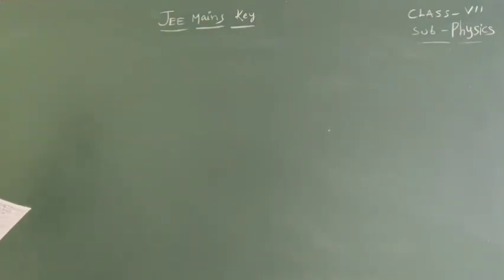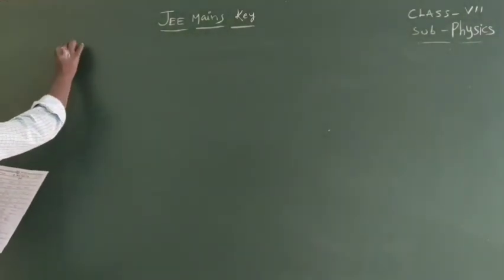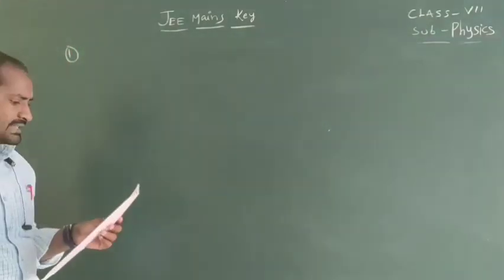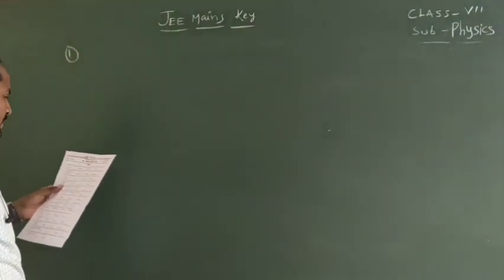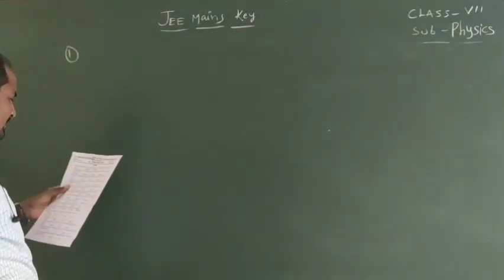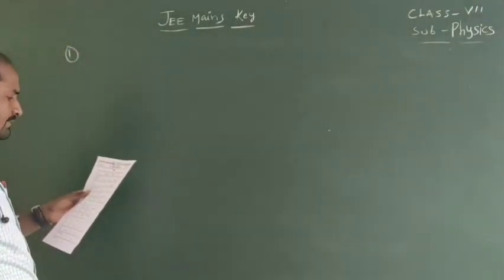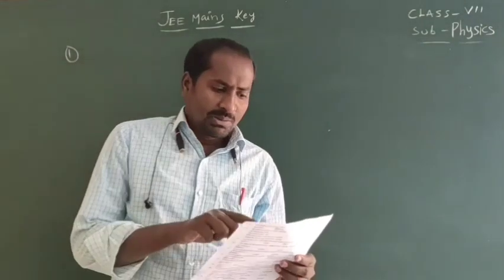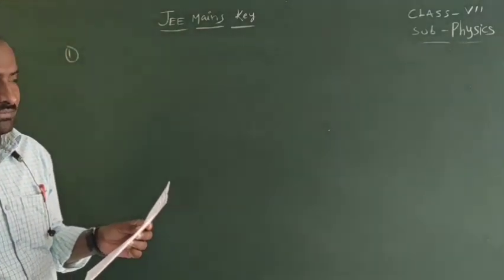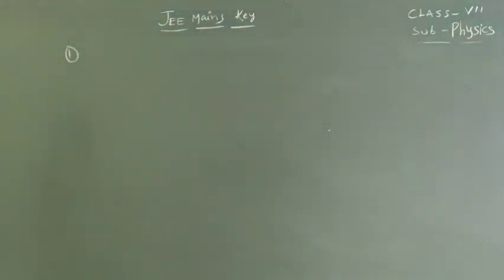Okay, in the first one, calculate the momentum of an object of mass 2 × 10^-4 kg moving with a velocity 5 × 10^6 centimeter per second. These two values, mass and velocity, are given in the CGS system, but the answers are given in the SI system.